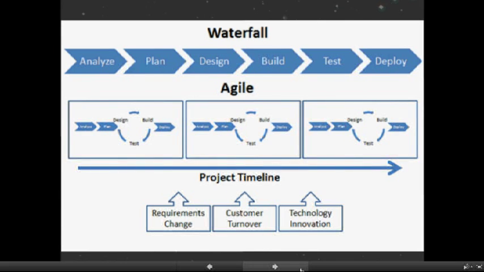Therefore, in agile development, user requirements can be changed at any time. This is a very good advantage compared with traditional methods. Then we look at customer involvement.